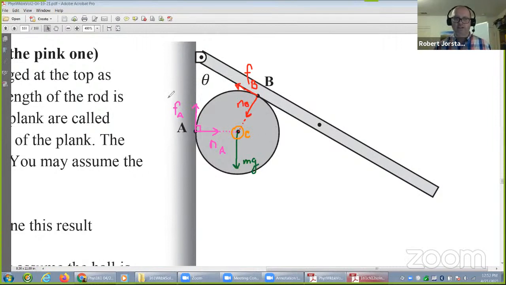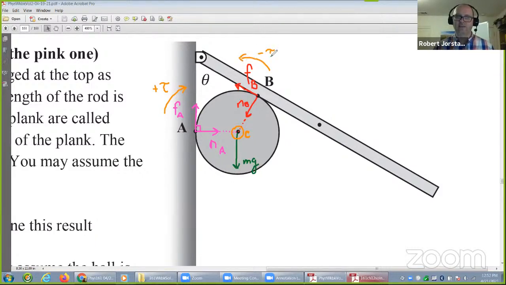Look at the torque due to FA. That's going to rotate it this way. You could call that a positive torque or a negative torque. It doesn't really matter. But it's really easy to see that the only way this is possible is if this one is exerting a negative torque.